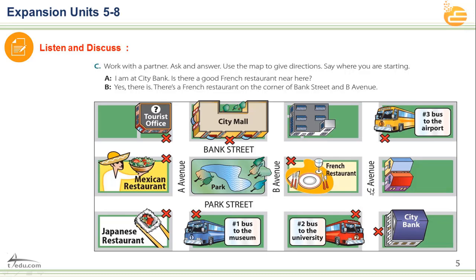Okay, is there a French restaurant near here? Yes, there is. There is a French restaurant on the corner of Bank Street. This is Bank Street. Okay, here we have it, and it is on P Avenue. As you see here, C Avenue, P Avenue, A Avenue, and this is Park Street, and this is called Bank Street. Here we have Park Street, and this is Bank Street.